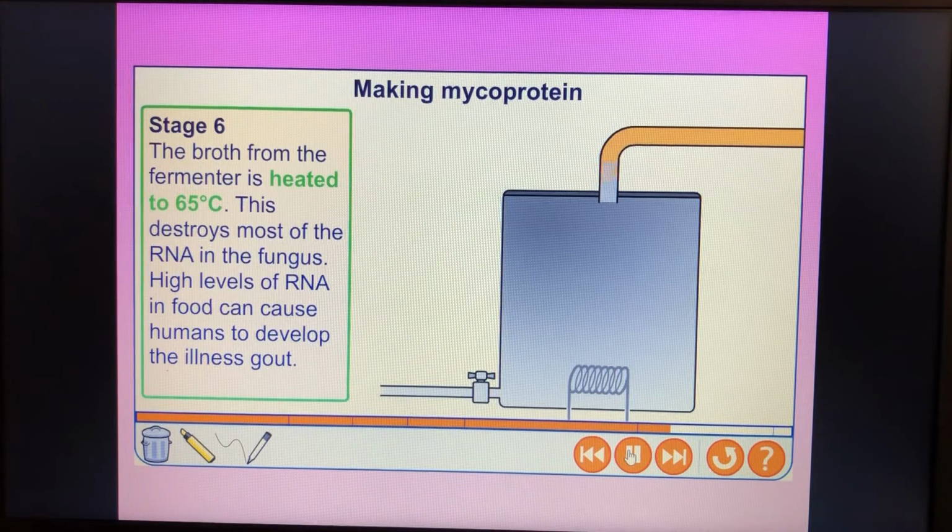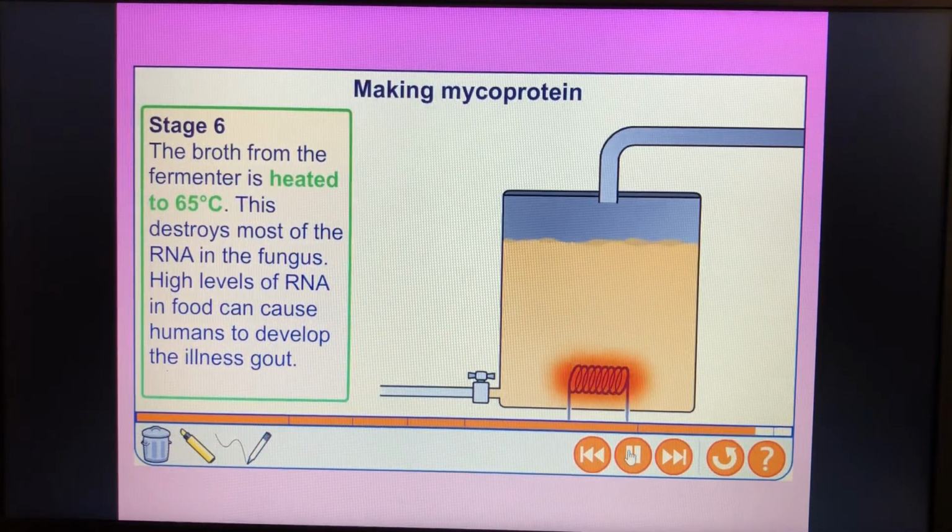And then what happens next is the broth from the fermenter is heated. It's heated to 65 degrees C, not an important temperature. You do not need to know that one. It destroys the RNA in the fungus, but again, you don't need to really know that. You just need to know that it's heated so that it's safe for human consumption. If you need to pause, pause now.